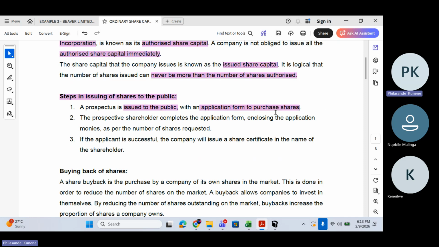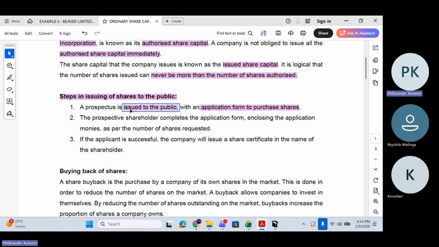Same thing when you're going to buy shares. What you need to do, you need to apply first. There is a prospectus that they will give you. What is a prospectus? A prospectus is a document that gives you the information you need about an institution. The university will give you a prospectus as a student. If I want to apply to UKZN, they'll give me a prospectus so that I can see the qualifications that I can apply for.